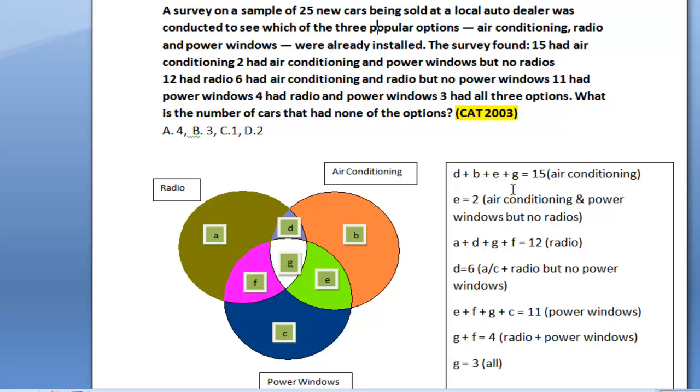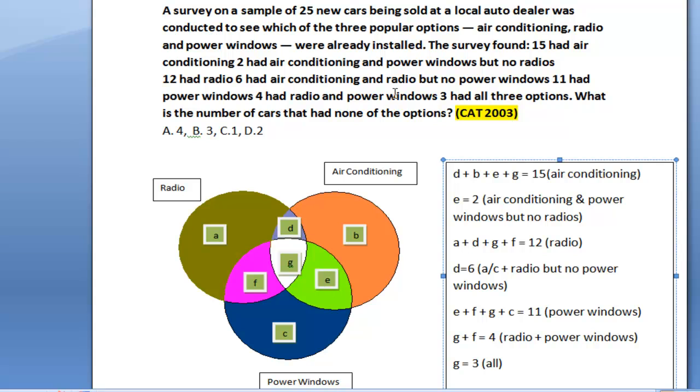So with this basic understanding, let's go ahead and attempt to interpret what is given in the problem. Let's find out the first statement. It said that 15 had air conditioning, which means that is a set which I am having separately for air conditioning, which involves B plus D plus G plus E. Similarly, the second statement says 2 had air conditioning and power windows but no radio. So what will be the area that I have? Air conditioning and power windows but no radio will be the portion which is E. That is why I marked E to be 2.